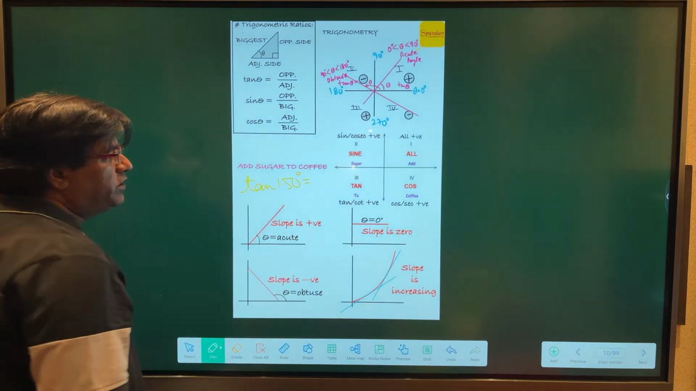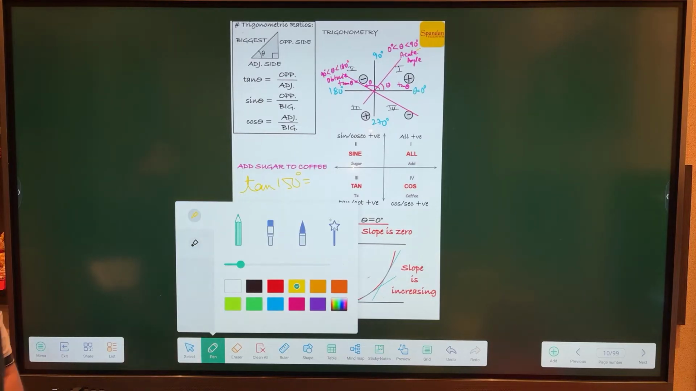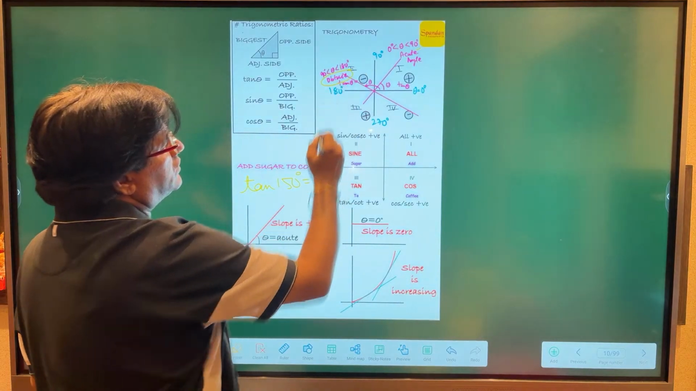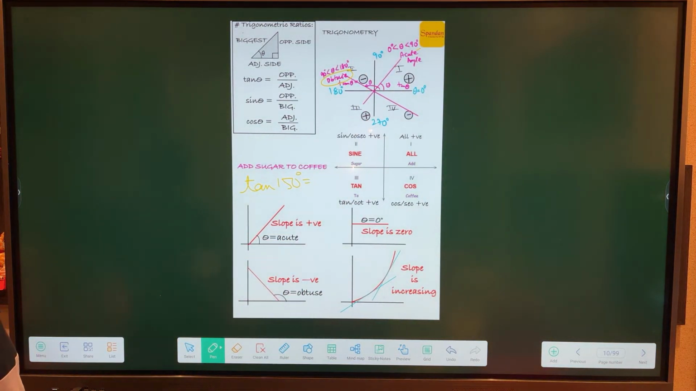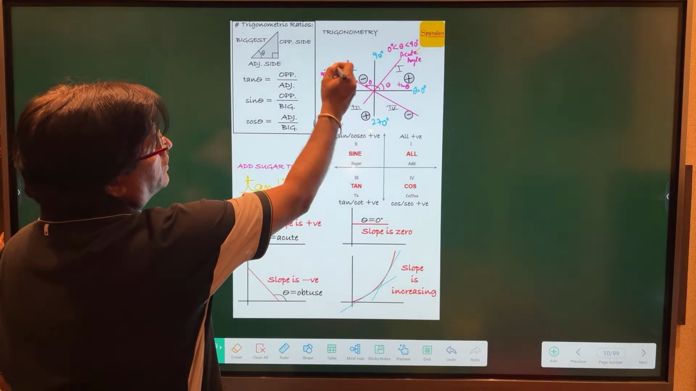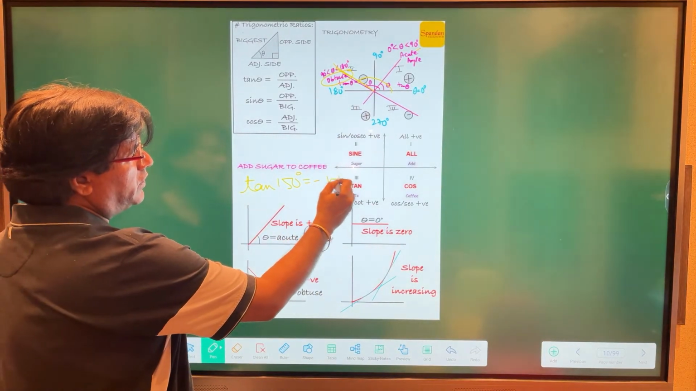So tell me what will be the sign of tan 150 degree. It will be positive or negative? Positive? Negative. How? 150 lies in the obtuse angle range, no? Yes. Obtuse angle. So for an obtuse angle, what happens? This is the second quadrant, 150. So it will be negative.